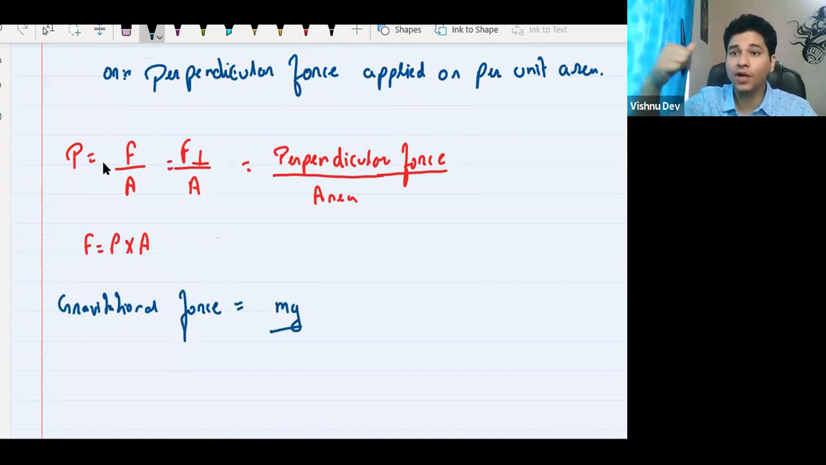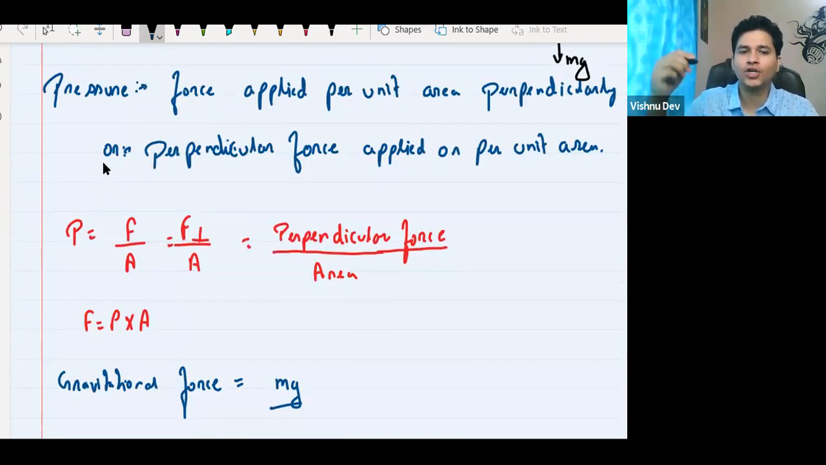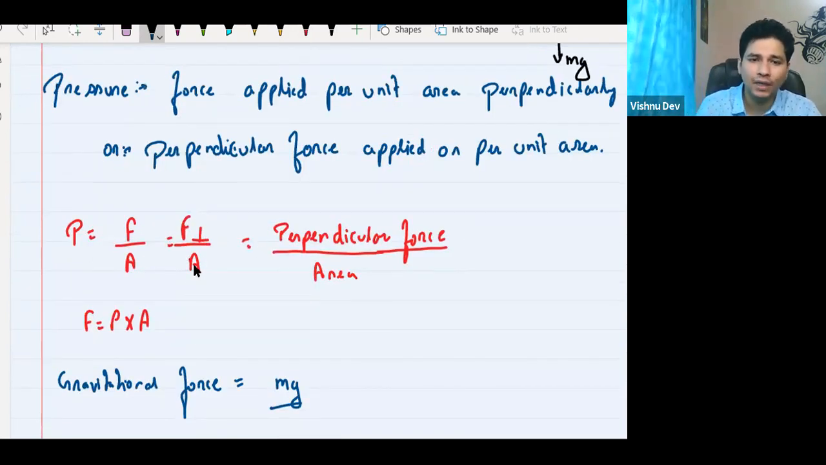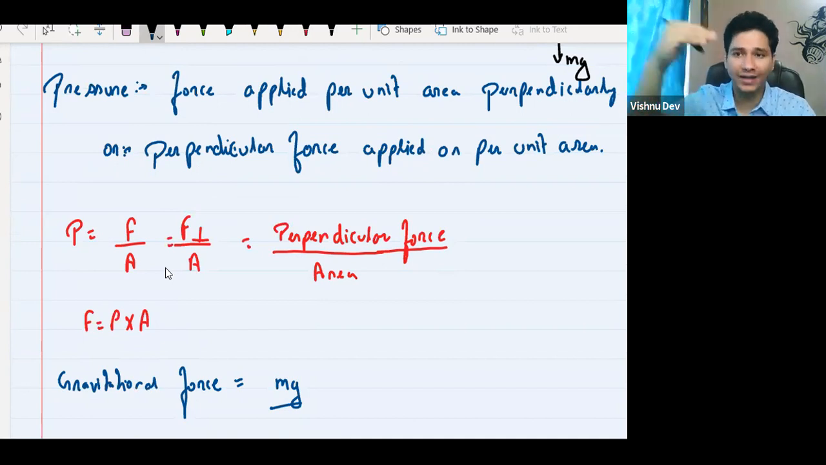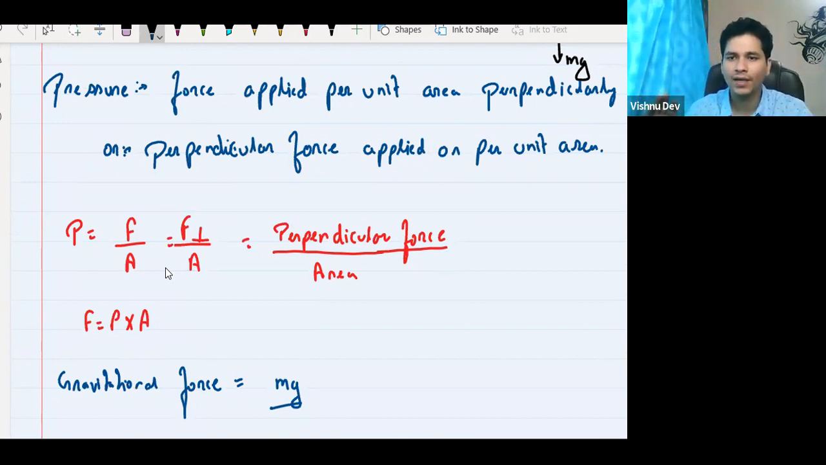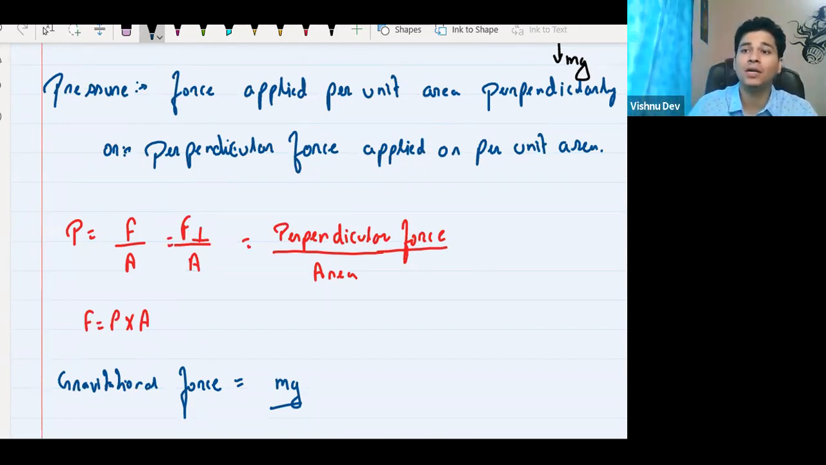Pressure is the ratio of perpendicular force per unit area. Force is not called pressure, but force per unit area is called pressure. Samajh mein aaya Ragini? And that force should be perpendicular force, which is acting on the surface. Theek hai? Okay.